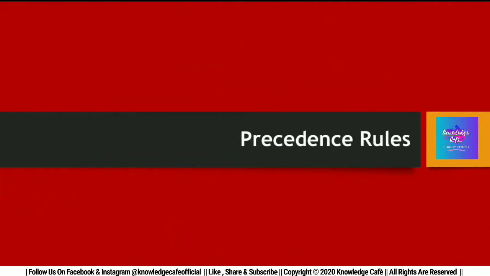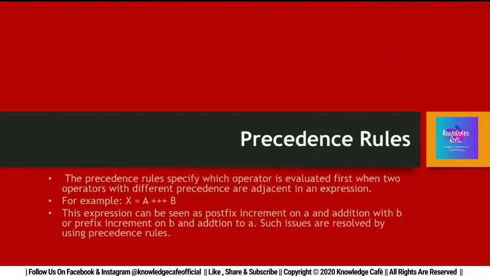Now, what are the precedence rules? The precedence rule specifies which operator is evaluated first when two operators with different precedence are adjacent in an expression. For example, x equal to a plus plus plus b. This expression can be seen as postfix increment on a with addition of b, or prefix increment on b and addition to a. Such issues are resolved by using precedence rules.